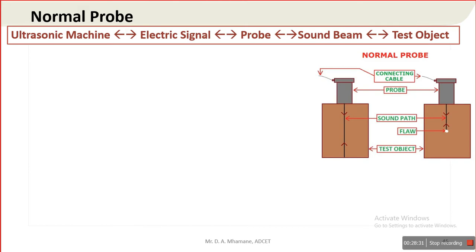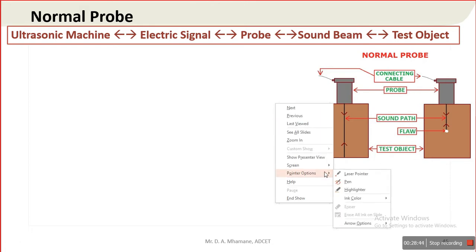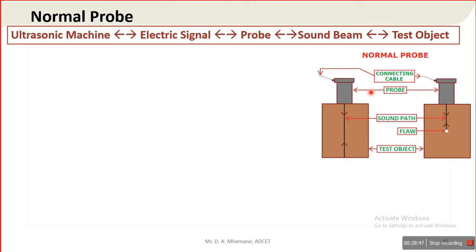So see one by one. First one, normal probe. If you see the normal probe in this image, this is the probe. These are the connecting cables. This is the transmitted and emitted sound, and this is the sound beam or sound path. This is the path of sound and it is reflected from the flaw, and this is the test object.